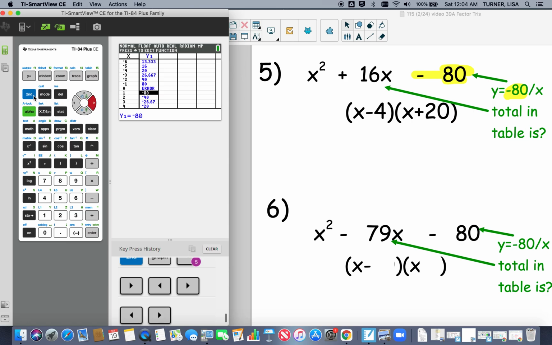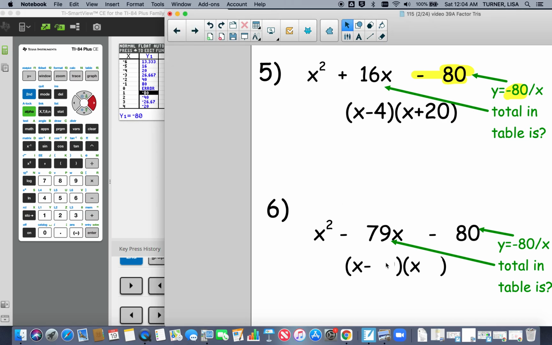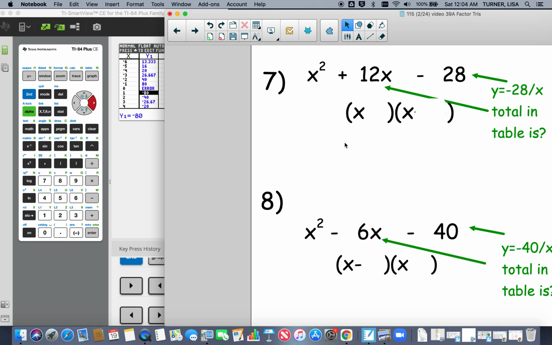And I can always go back and check that on my calculator on the home screen. All right. And so I'm going to use over here a negative 80 and a positive 1. I could have those reversed. I could have plus 1 and negative 80. All right. And we have 4 more, people.